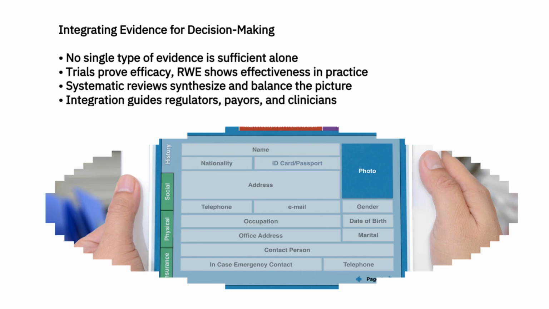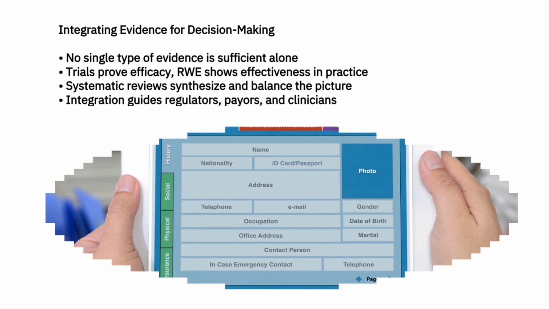of evidence integration. The reality is that no single type of evidence is enough on its own. Each brings strengths, each has limitations, and the real power comes when we put them together. Randomized controlled trials remain the gold standard for proving efficacy. They tell us whether an intervention works under ideal controlled conditions. Without them, we would have no reliable basis for approvals or clinical guidelines. But trials alone don't tell us how a therapy performs in everyday practice. That's where real-world evidence steps in.